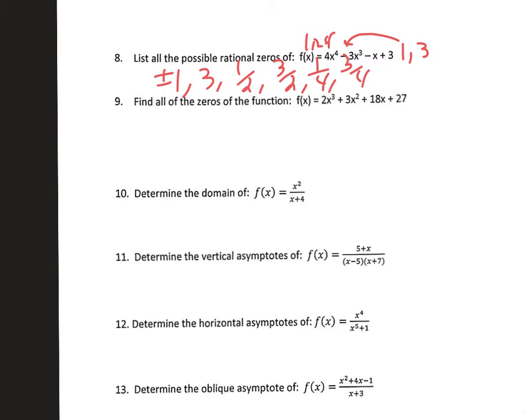Number 9, same deal. Start off with the list again. Factors of 27, 1, 3, 9, 27. Factors of 2 are 1 and 2. So you go 1 over 2, 1 over 1, 3 over 1, 9 over 1, 27 over 1.